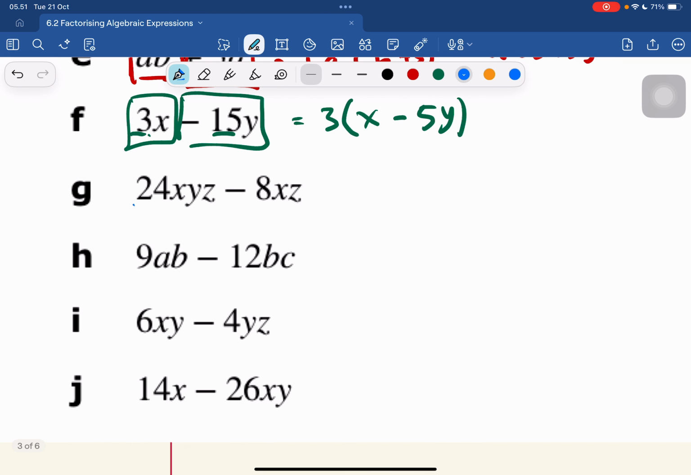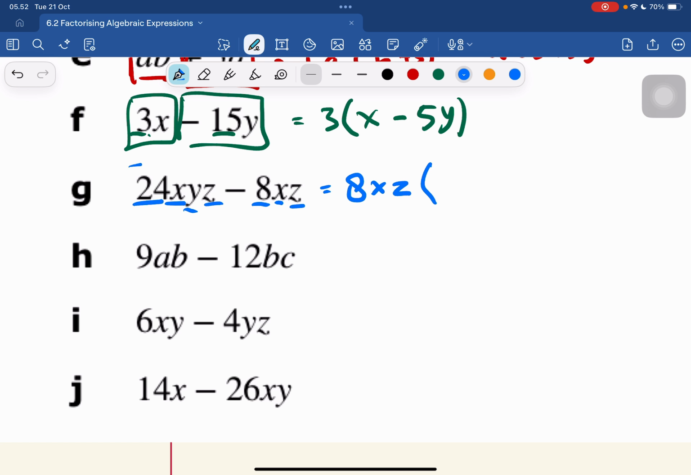Okay, starting with the number first, 24 and 8. So the highest common factor of 24 and 8 is 8. Okay, we forgot about the letter. X and X, okay. Y, okay, not Y, Z and Z. Okay, so the highest common factor is 8xz. So we make it bracket.